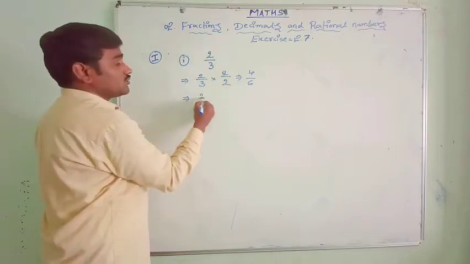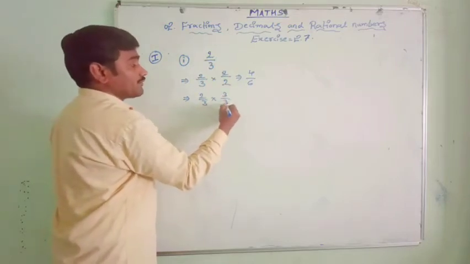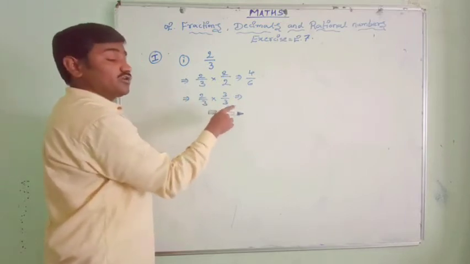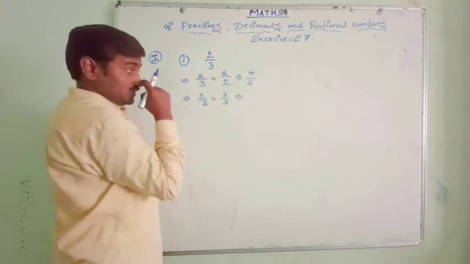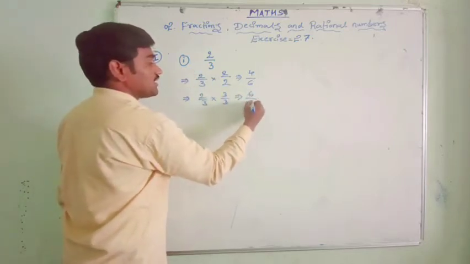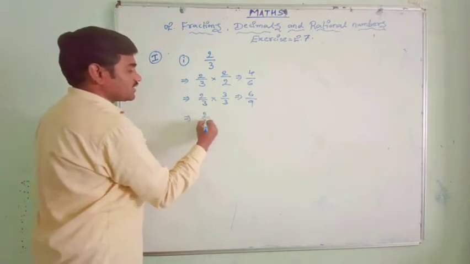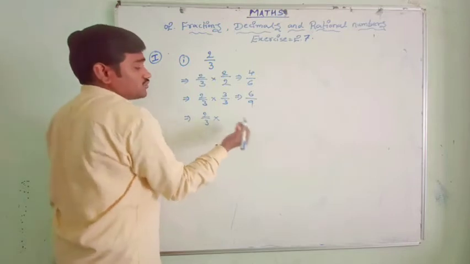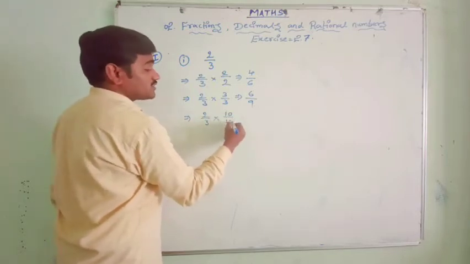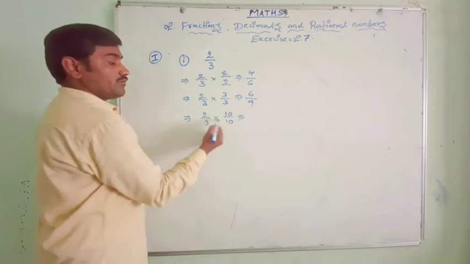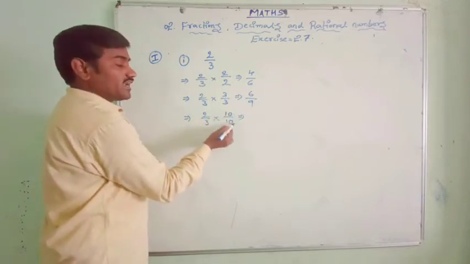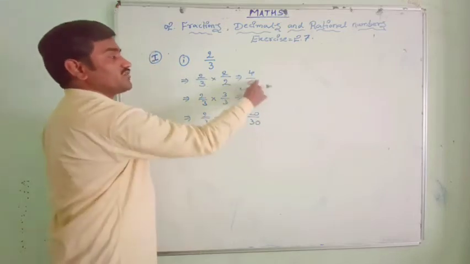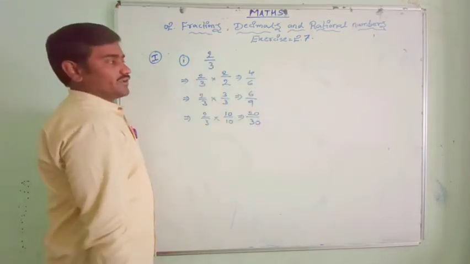Then next one, 2 by 3 into 3 by 3. You have to multiply with the same number in the numerator as well as the denominator. Then only you will get an equivalent rational number. 2 3s are 6, 3 3s are 9. You can also multiply by 4 by 4, 5 by 5, 6 by 6, any number. It does not matter what number you multiply. For example, I will do 10 by 10. But we have to take the same number in the numerator and denominator. 2 10s are 20, 3 10s are 30. If you simplify this, again you will get 2 by 3 only.